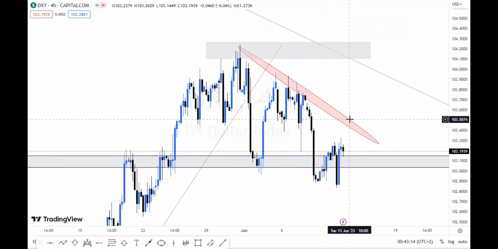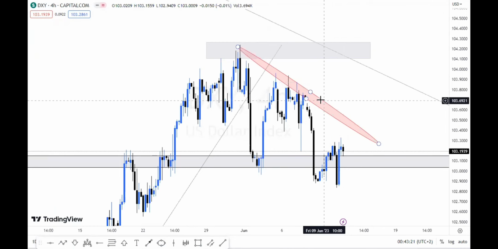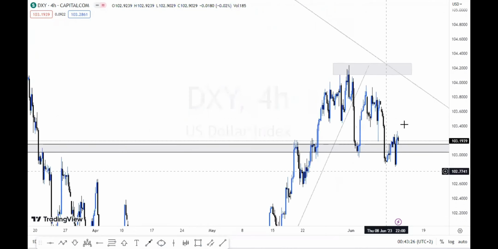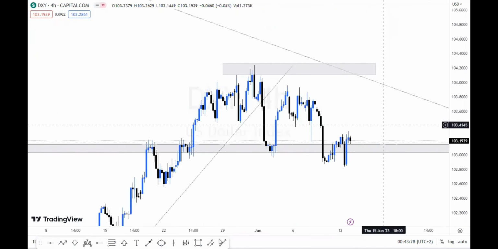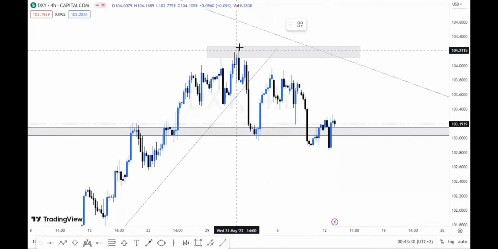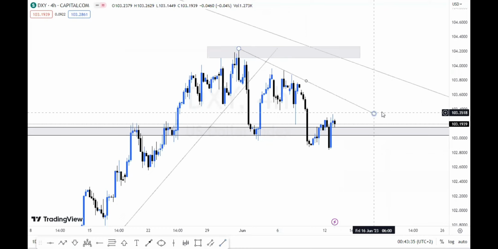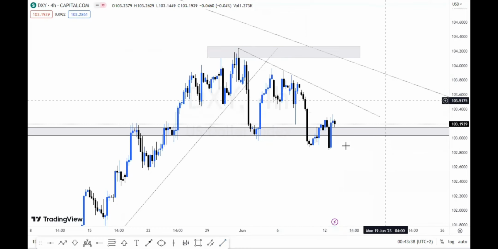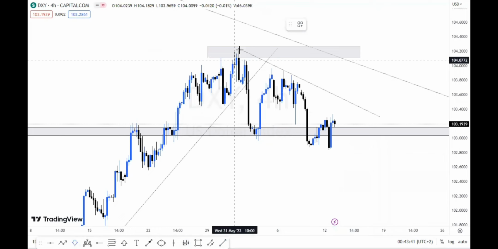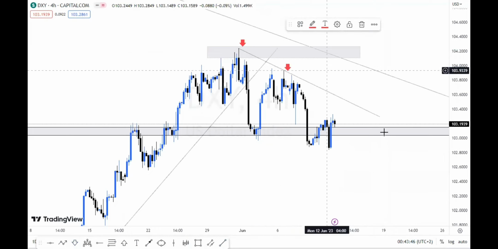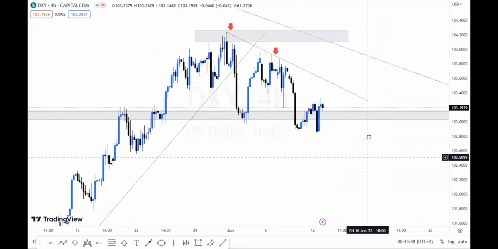So we can clearly say that the bearish pressure or momentum is real, and price is really going to the downside. If you want to connect the highs, you can also do that right here. You have a first touch, you have a second touch.